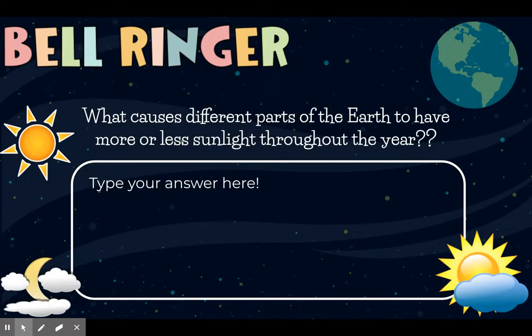Okay, so the first slide is an opportunity for you to write what you recall from what we learned last week. What causes different parts of the Earth to have more or less sunlight throughout the year? So just whatever you think, whatever you recall from previous lessons or yesterday, type in this box on your student slides. So I would suggest pause this video while you do that and then come back to me.